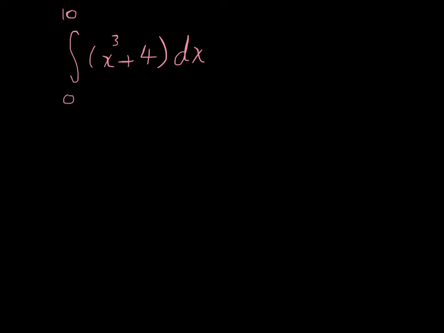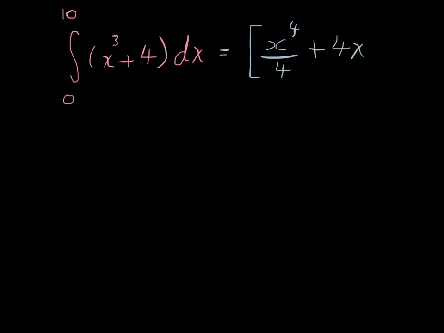So let's look at a second example. We want to find the definite integral of x cubed plus 4 from x going from 0 to 10. So the first thing we need to do is integrate the function. The integral of x cubed is x to the 4 over 4. The integral of 4 is just 4x.